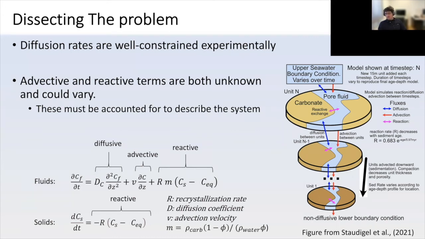And then the holy grail of this entire project will be to be able to apply this sort of modeling approach to ancient systems in order to at least correct them somewhat for these kinds of early reactive exchange processes. And the reason why you want to correct for early diagenesis is that obviously these sediments also are buried a great deal.